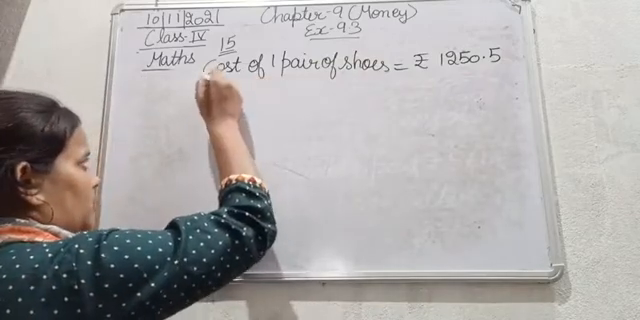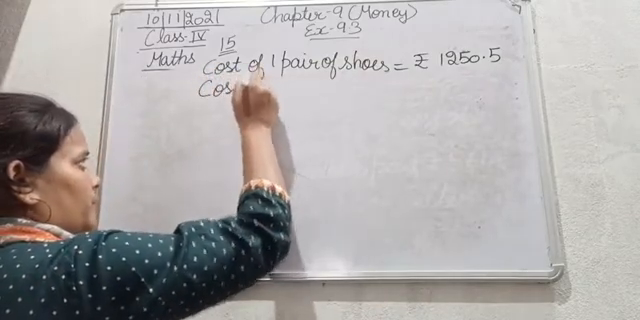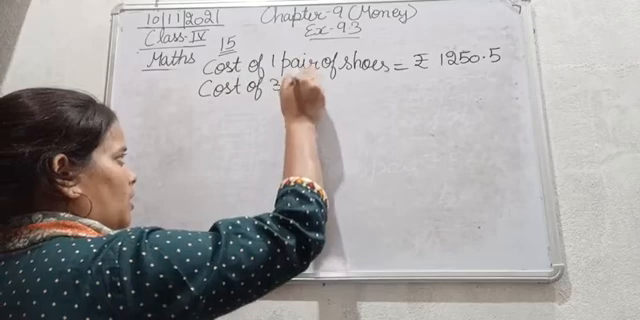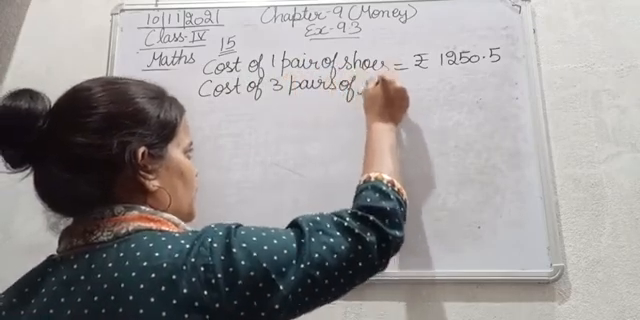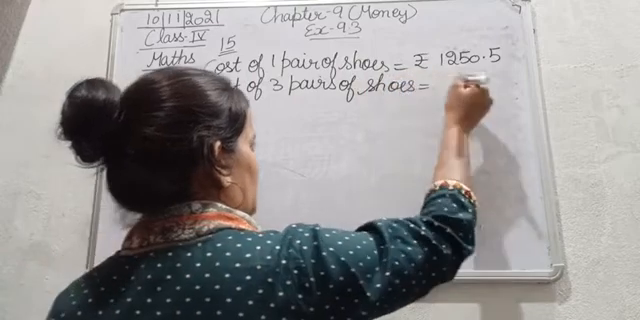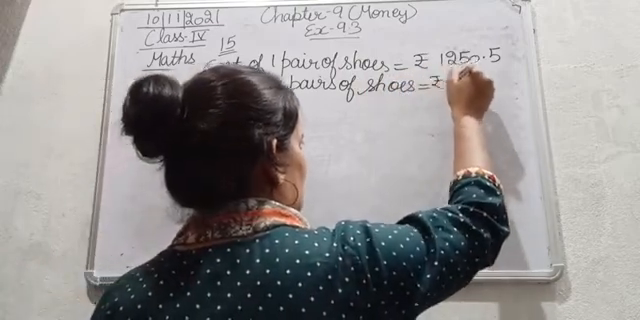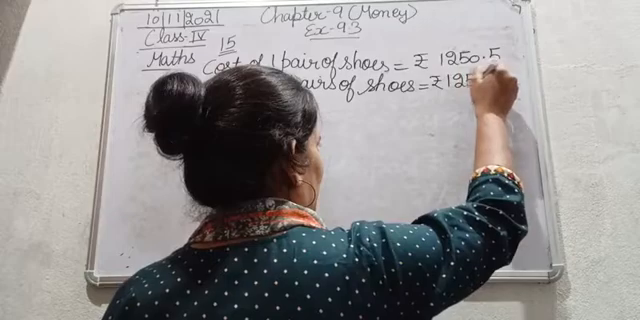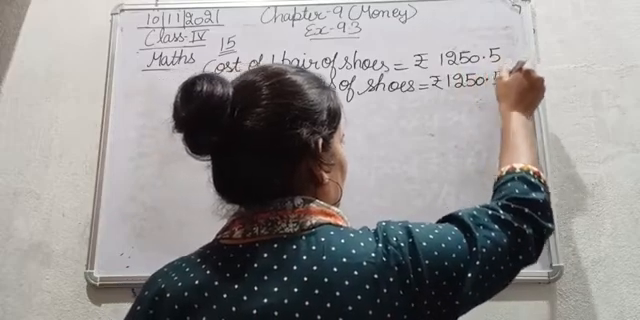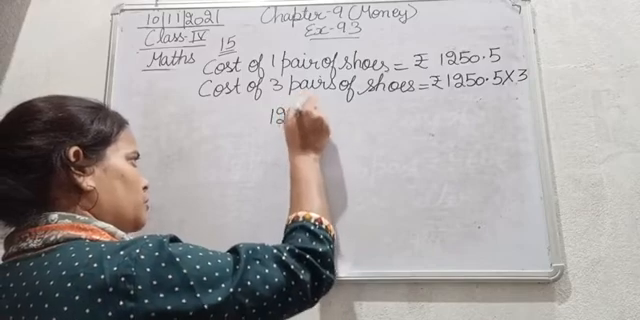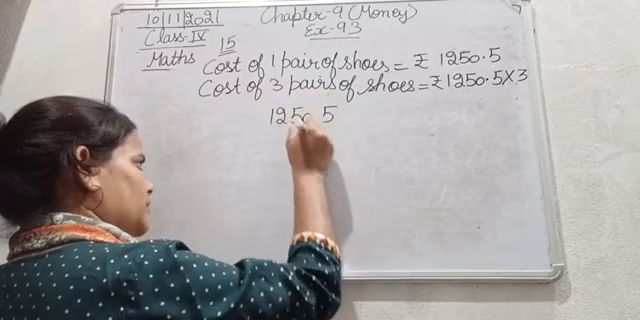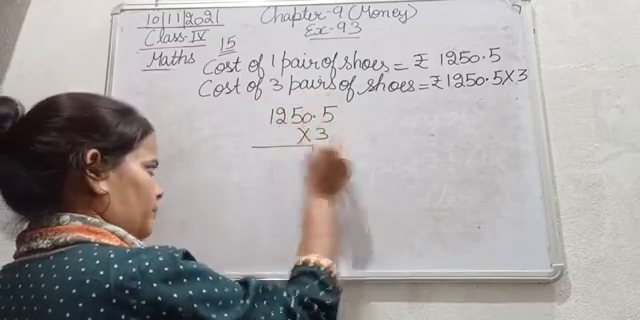We need to find the cost of 3 pairs of shoes. For that we need to multiply the cost of 1 pair of shoes with 3. So 1250 rupees 50 paisa multiplied by 3.